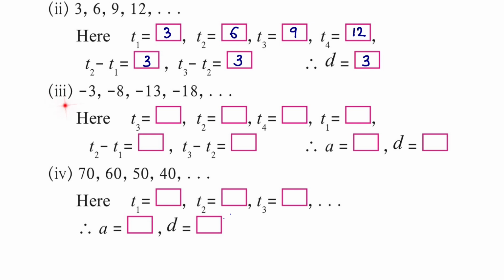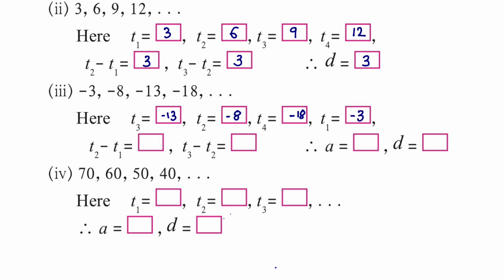Let us solve the third sum. Okay, the third question. Here the sequence given to us is -3, -8, -13 and -18. Okay, जो सीक्वेंस है वो -3, -8, -13 and -18. Okay, so let us write the terms over here. Here the third term is -13. Okay, first, second, third. Third term is -13. Second term is -8. Fourth term is -18 and the first term is -3.